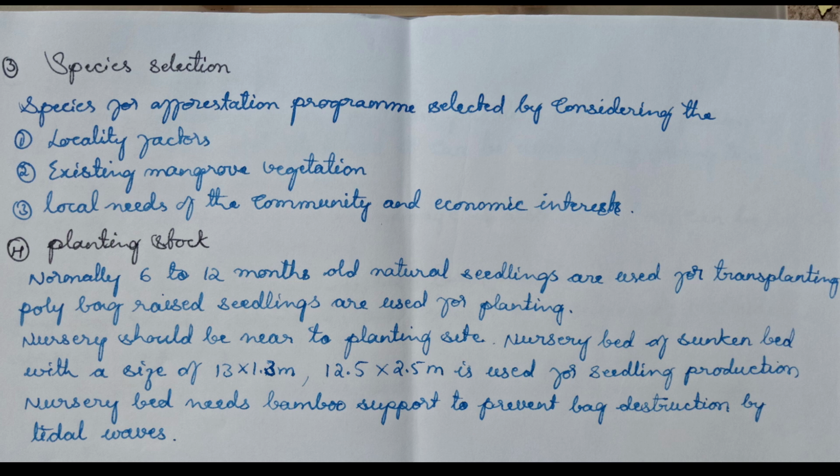Normally 6 to 12 months old natural seedlings are used for transplanting. Polybag raised seedlings are used for planting. Nursery should be near to planting site. Nursery bed of sunken bed with a size of 13 into 1.3 meter, 12.5 into 2.5 meter is used for seedling production. Nursery bed needs bamboo support to prevent the bag destruction by tidal waves.